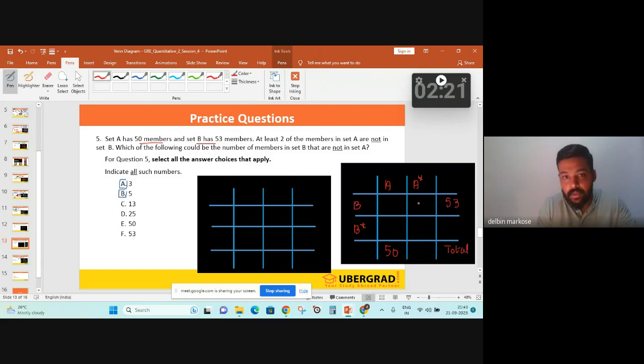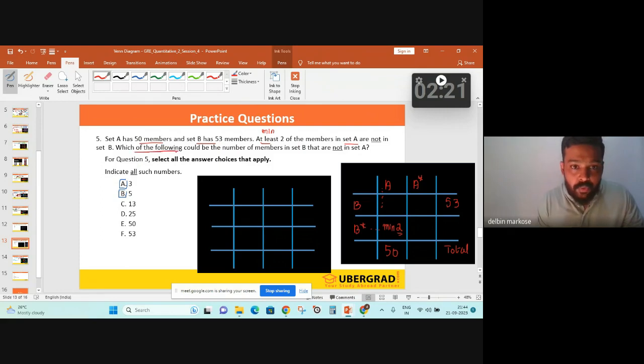Okay. Now, at least we know that at least means minimum. Minimum 2 of the members in set A and not in set B. Where are they talking about? Set A, not in set B. What is the minimum number? You have to get 2. You can have 3, 4, 5. But what is the minimum value you have to consider? 2 here. Okay. Now, which of the following, and what is the question?